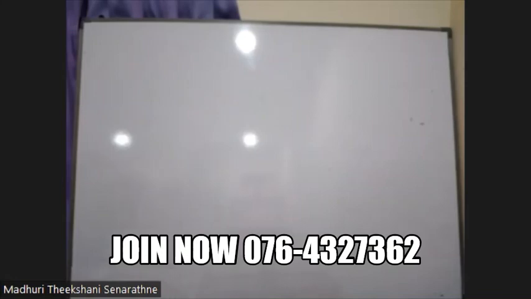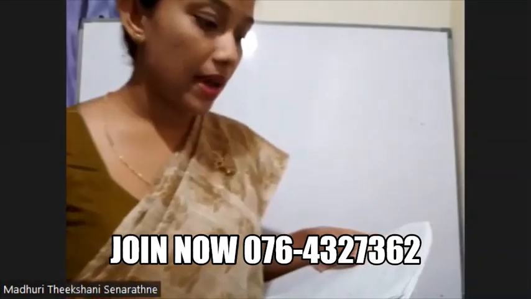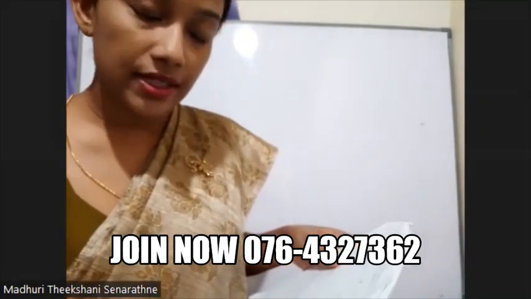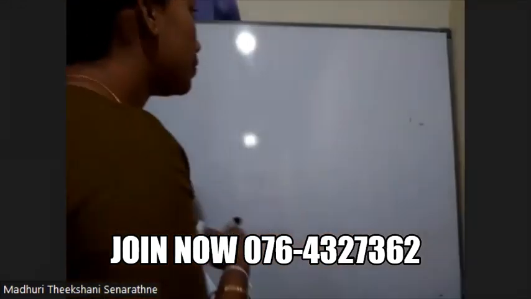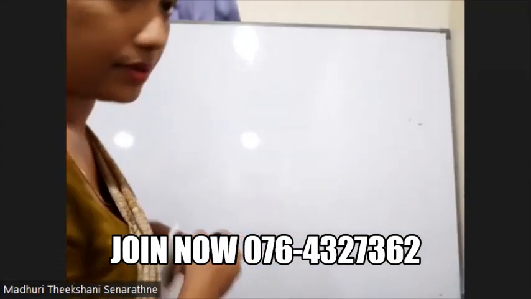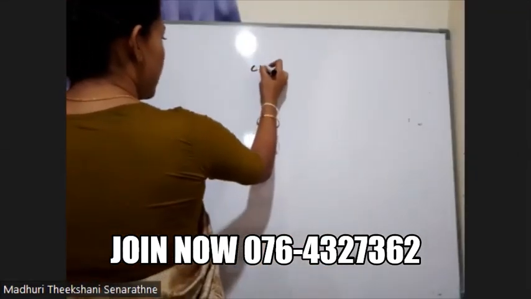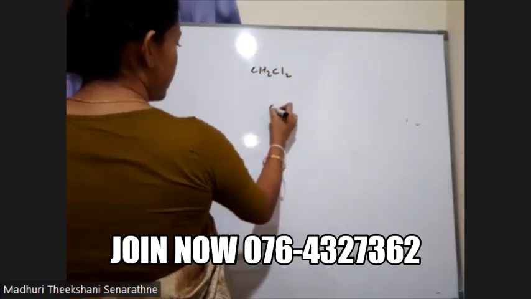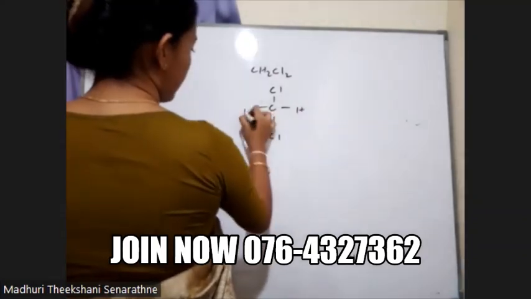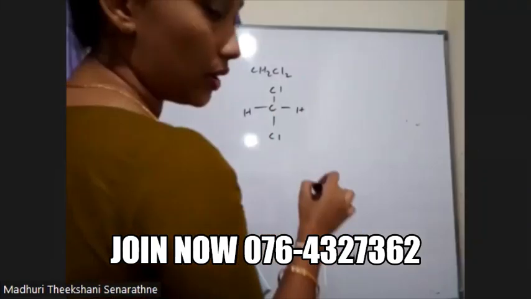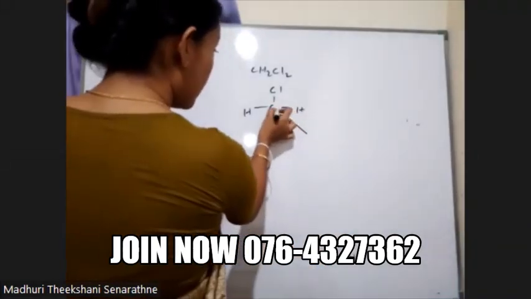Oxidation number and valency. Oxidation number and valency of the carbon atom in CH2Cl2 respectively. How to calculate the oxidation number? The molecule is CH2Cl2, and the structure is like this. So how do we calculate the oxidation number of carbon?